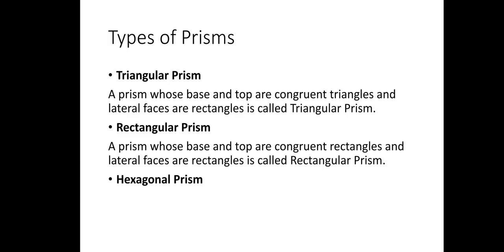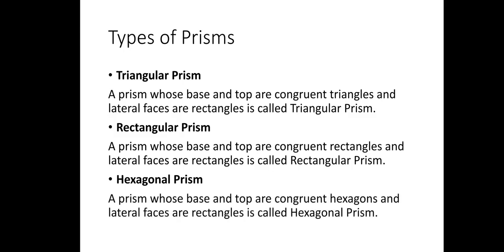So what do you mean by a hexagonal prism? With the above two definitions, you will be able to write the definition of this hexagonal prism. So what will be the definition? A prism whose base and top are congruent hexagons and lateral faces are rectangles is called a hexagonal prism. You must have seen that in the prism, mainly the top and base should be congruent polygons and lateral faces are fixed, that is parallelogram in shape. So you can easily identify which type of figure is a triangular prism, rectangular prism or hexagonal prism.